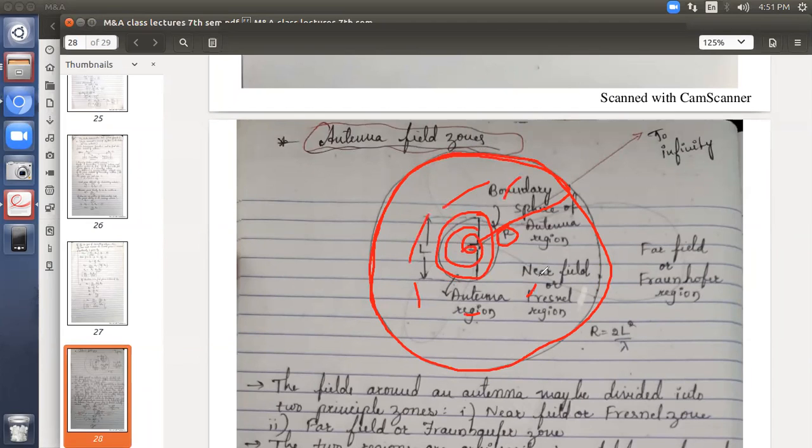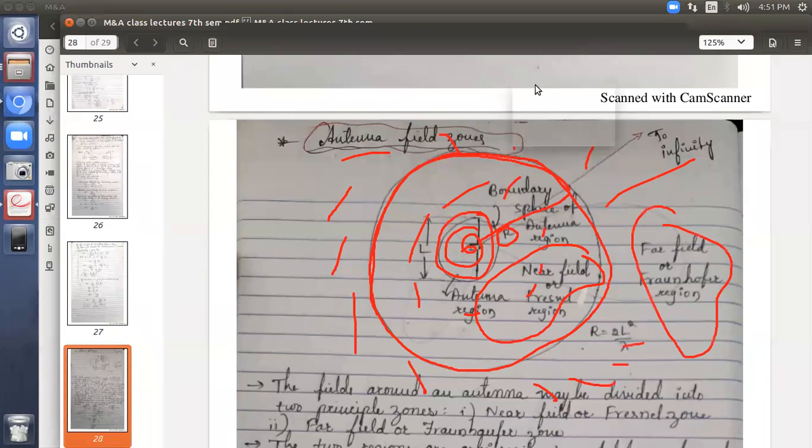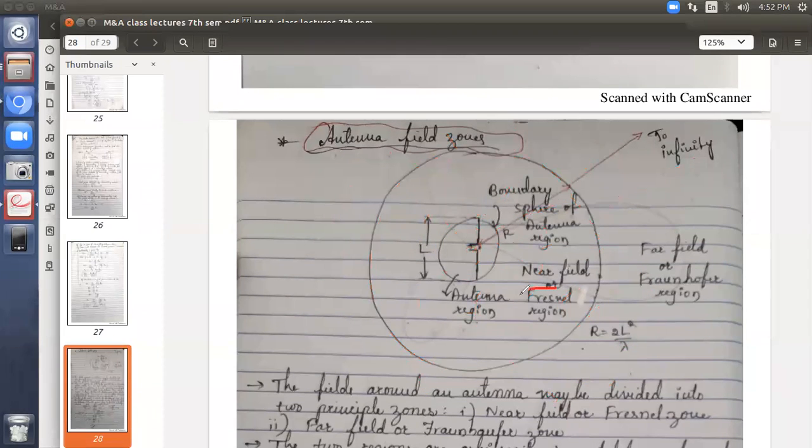Within these two boundaries, inside is the antenna region. In between, whatever space is there, we call it the near field region. Near field is the field which is near to the antenna. Outside this boundary sphere, whatever region comes, that is the far field, the area which falls far from the antenna. Near field is also called the Fresnel region. I think you have studied Fresnel and Fraunhofer diffraction. So Fresnel region and Fraunhofer region are the synonyms used for near field and far field. Remember, it is the same thing.